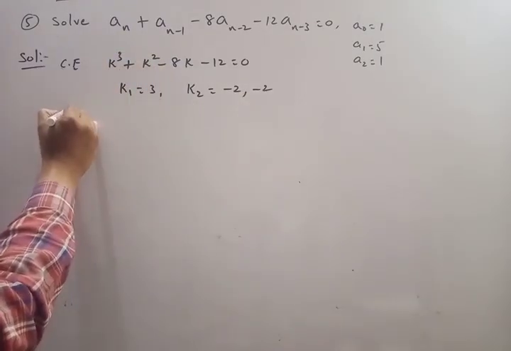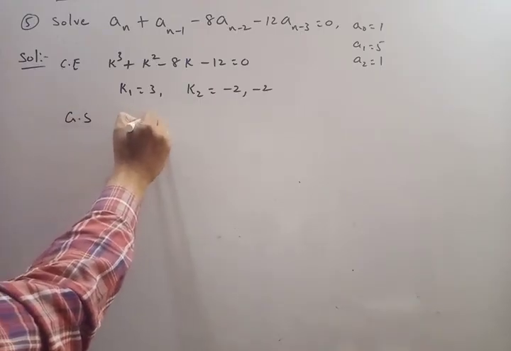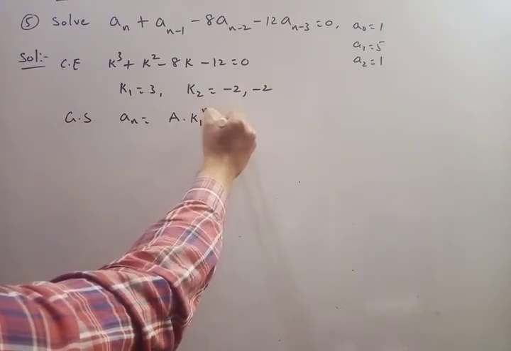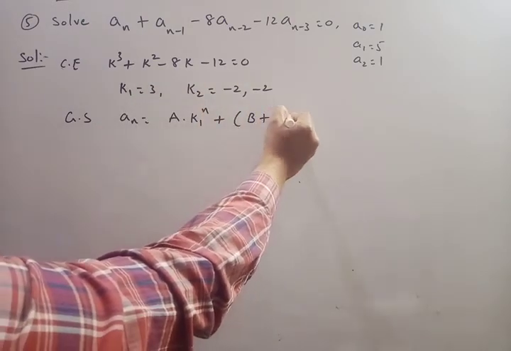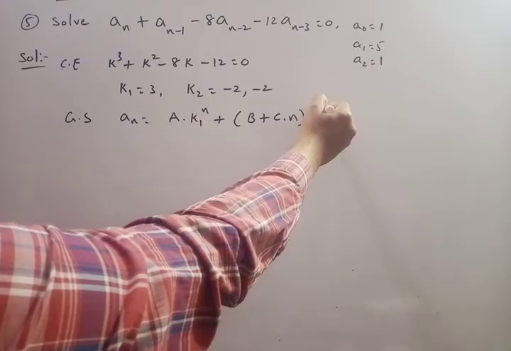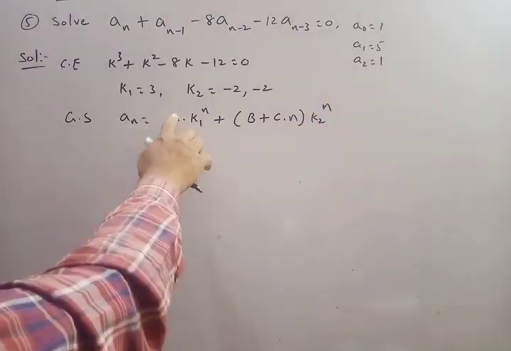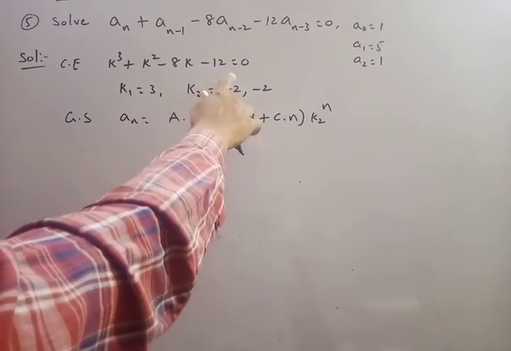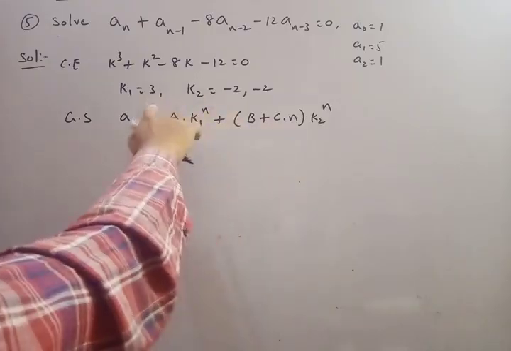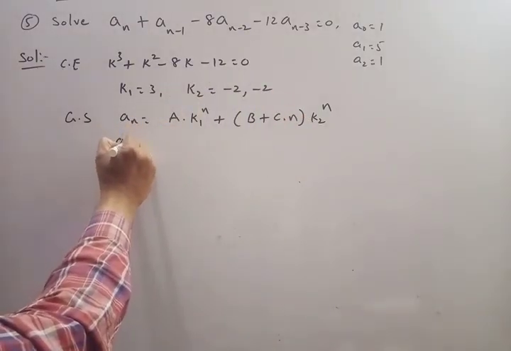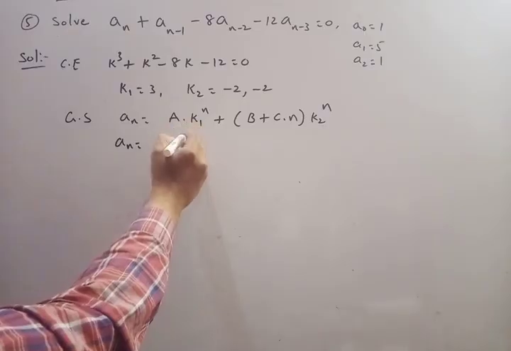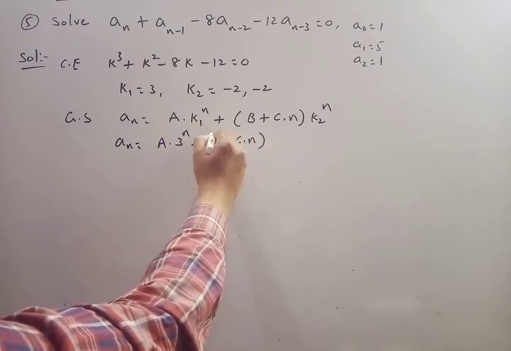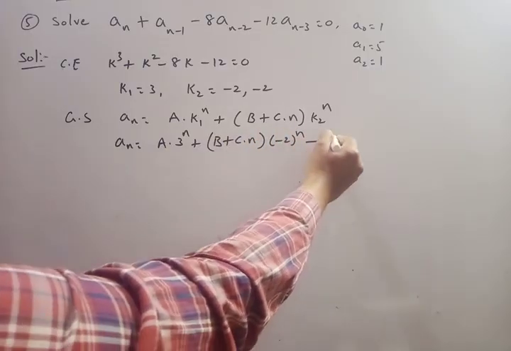For this case, what we have to write? General solution an is equal to a into k1 power n for the single root, and for these same roots b plus cn into k2 power n. Understand? Otherwise, you can also take a plus bn into k1 power n plus c into k2 power n, no problem, your wish. So an is equal to a into 3 power n, b plus cn into minus 2 power n. Mark it as equation number 1.